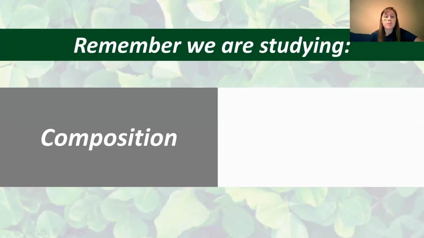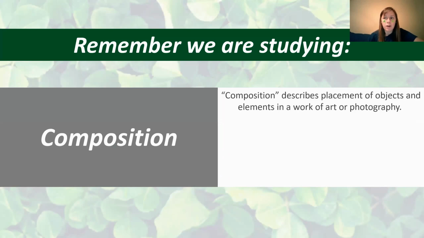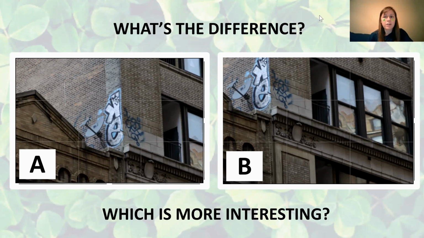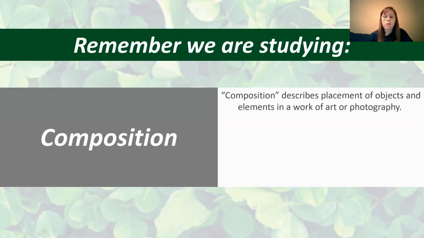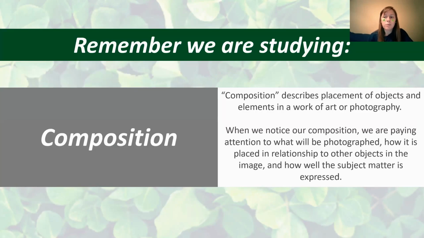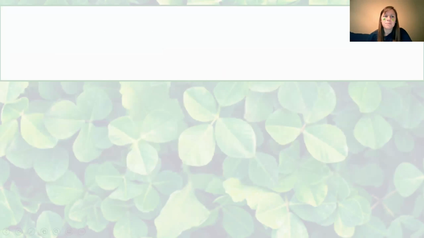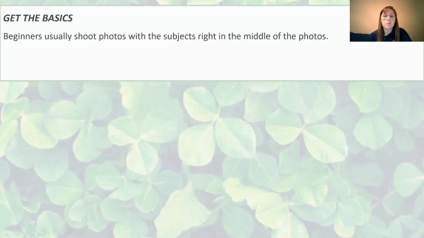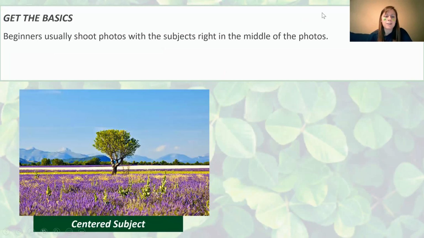Remember, we are studying composition. Composition describes placement of objects and elements in a work of art or photography. So these two photos have very different composition. When we notice our composition, we are paying attention to what will be photographed, how it is placed in relationship to other objects in the image, and how well the subject matter is expressed. Beginners usually shoot photos with the subjects right in the middle of the photo. You do that because the subject is important.